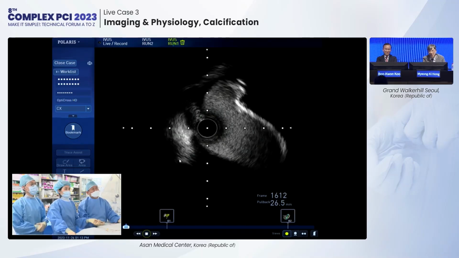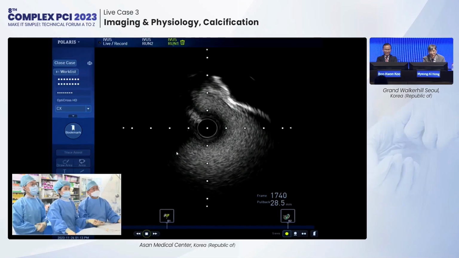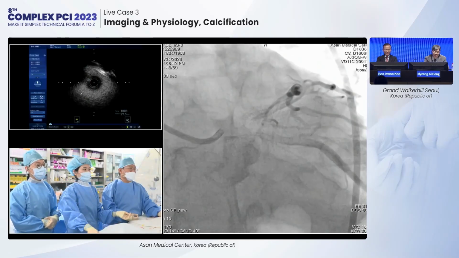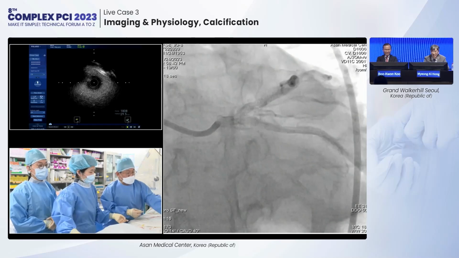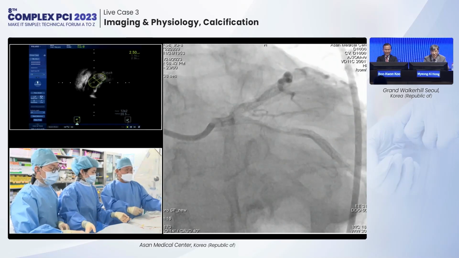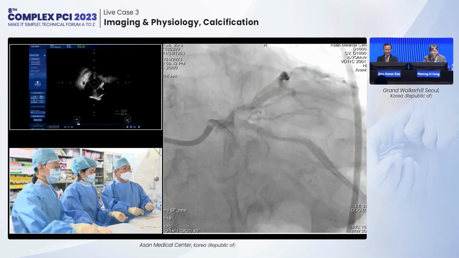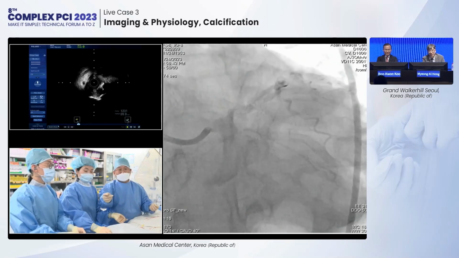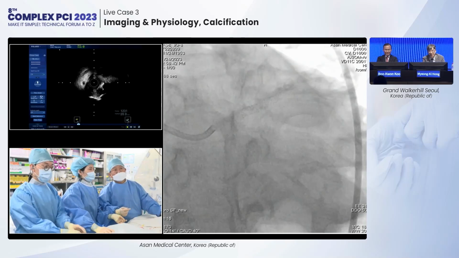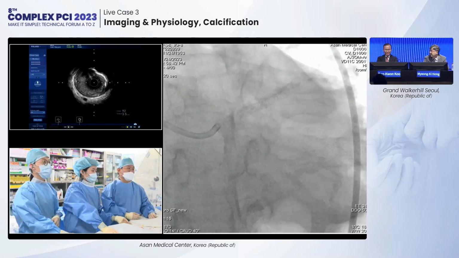Based on the IVUS finding, what is your planned treatment strategy? Actually, I was sure that the very tight stenosis is due to a calcified nodule. So I think that we need stent implantation because the patient's angina didn't improve much even after the balloon angioplasty. Could you show us the follow-up? What is the time interval from the DEB? The present time, 4 months ago.